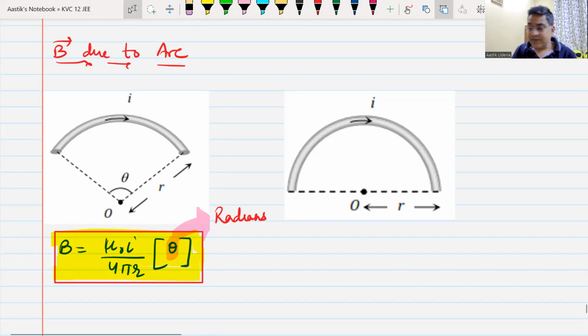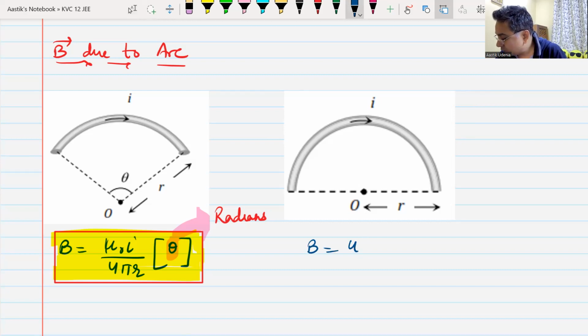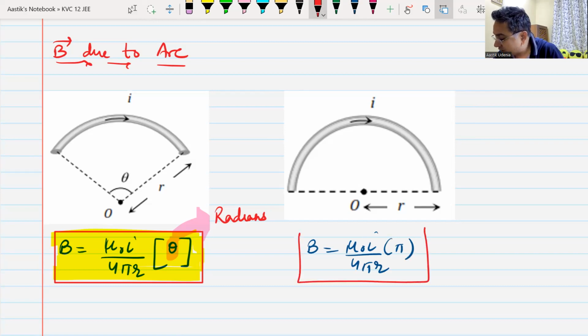Then if you have a semicircular loop of wire, you just don't have to worry. Just put theta as pi and you will get the result for this wire. What is the result for this wire? Mu naught I by 4 pi r multiplied by the angle pi, and you get the revolutionary legendary result. But wait, this is only the magnitude of the field.